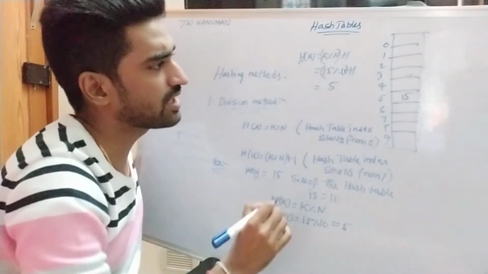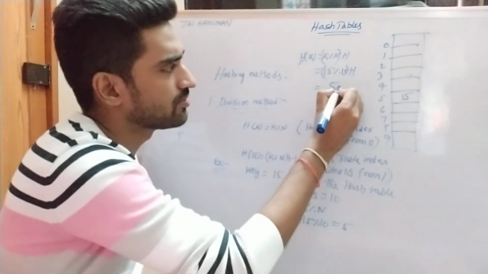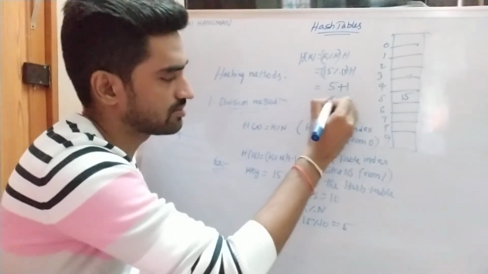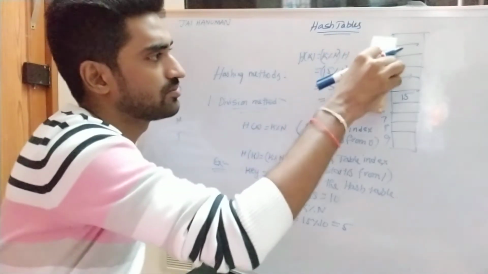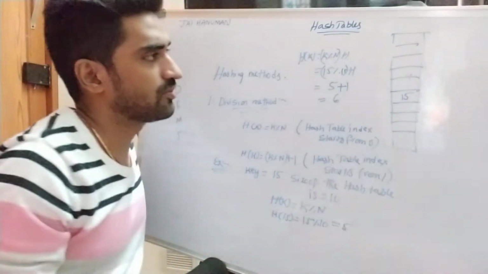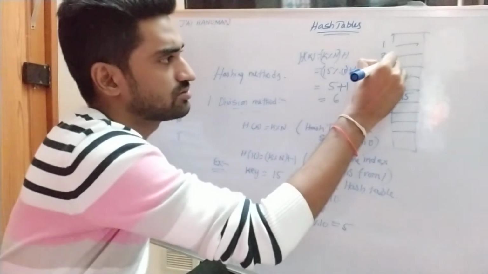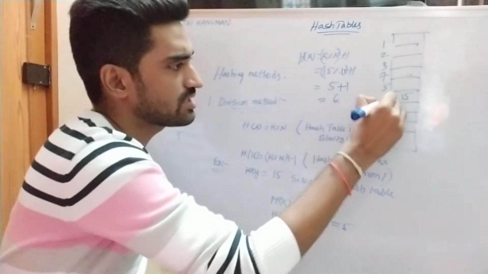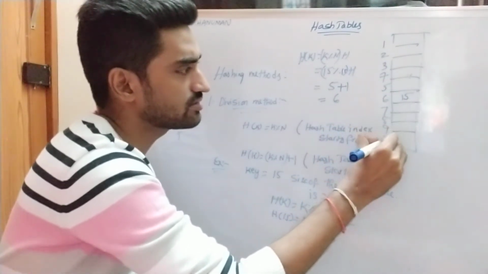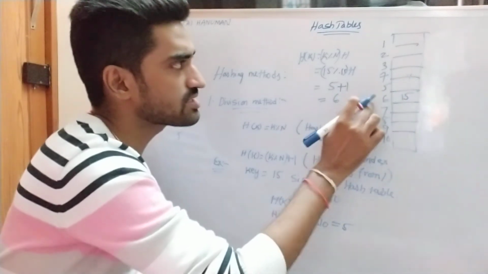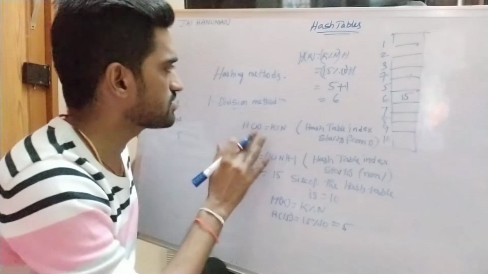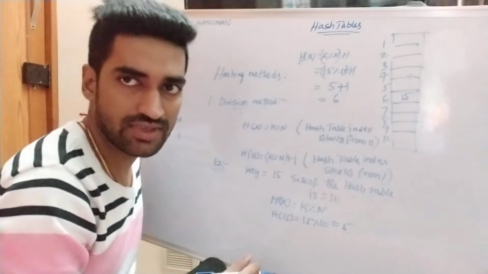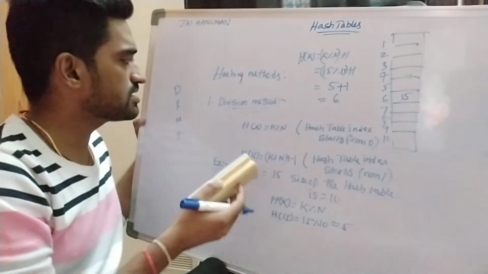What is the remainder value? 5, plus 1, 6. So here the hash table index starts from 1: 1, 2, 3, 4, 5, 6, 7, 8, 9, 10. So at the 6th position we are inserting 15. So this is the division method. What is the next method?